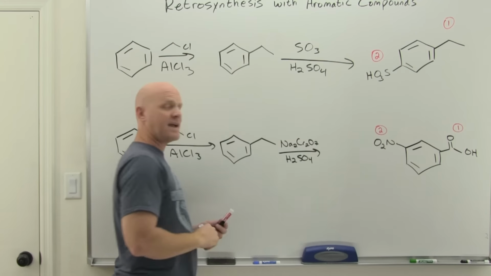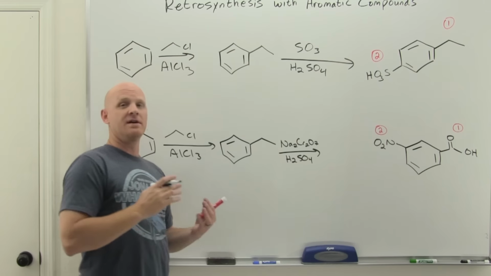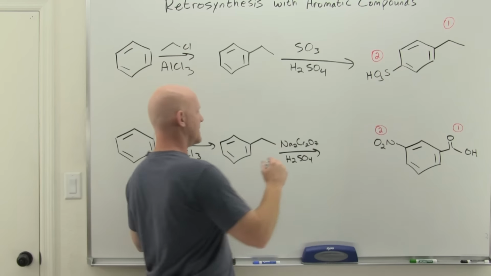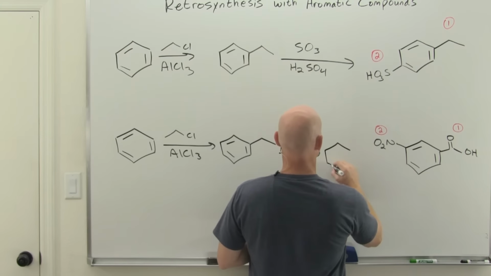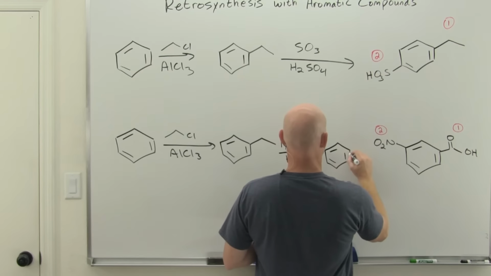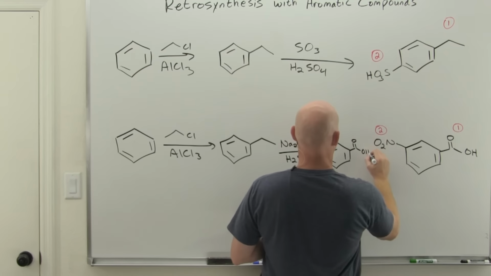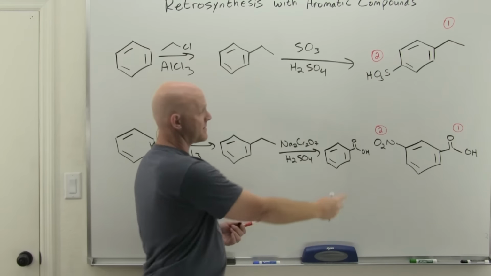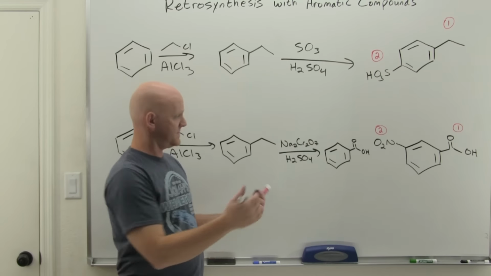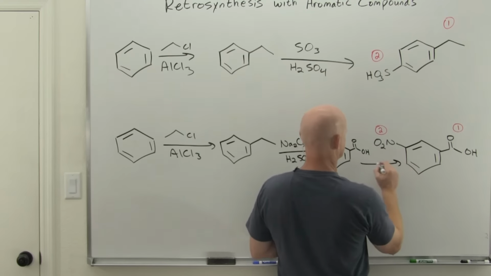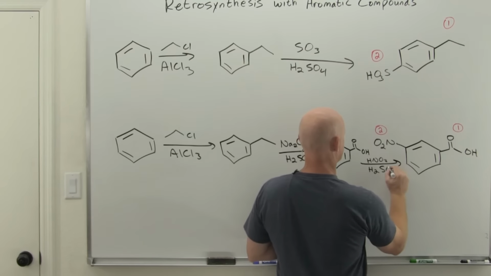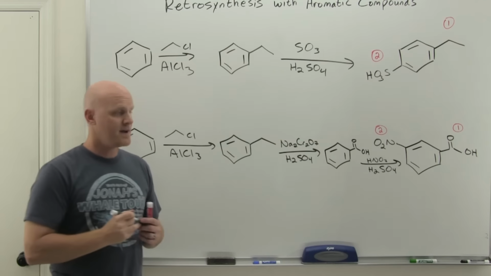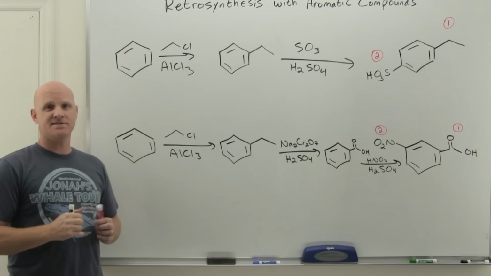And again, potassium permanganate or chromic acid, and chromic acid is shorter to write, which is why I usually do it that way. So that gets us our carboxylic acid, and then from there, that carboxylic acid is indeed a meta-director, and we can do the nitration with mixed acid, HNO3, H2SO4, and there's our complete retrosynthesis.